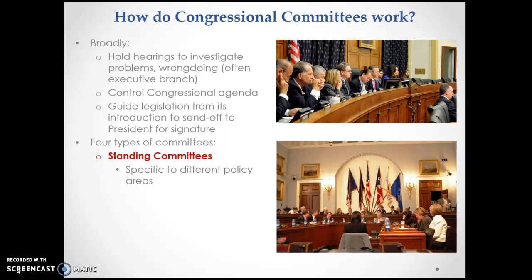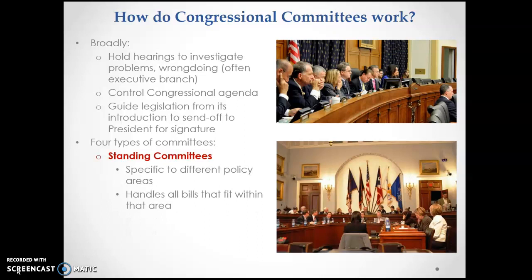Standing committees are set up to be specific to different policy areas, meaning there'll be all sorts of different committees. I'll show you on the next slide a list of them. That committee's job then is to shepherd through and be the first line of defense for any bill that's related to that policy area, or oversight related to that policy area.